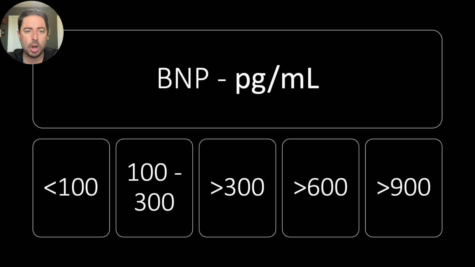When we look at no heart failure, this is going to be less than 100. With heart failure might be present, this is going to be 100 to 300. And then you have mild, moderate, and severe. Mild is greater than 300, moderate is greater than 600, greater than 900 is severe heart failure. So anytime that you look at your BNP and it's greater than 900, we've got a lot of work to do. Now, if it's greater than 300, we've got some work to do. Even if it's less than 300, it's still an indicator that we have some work to do.